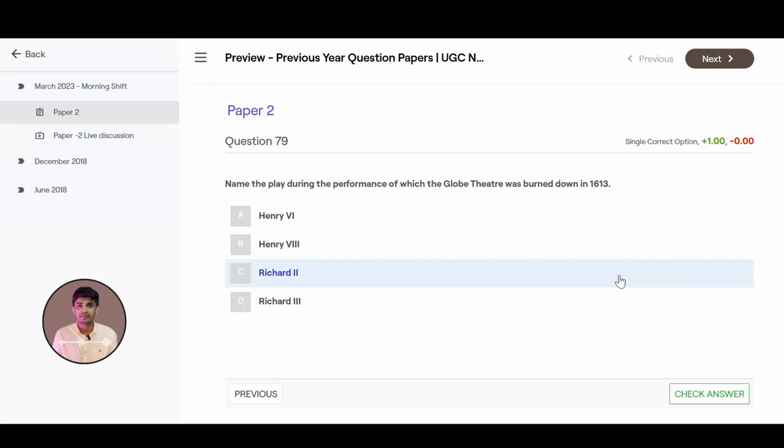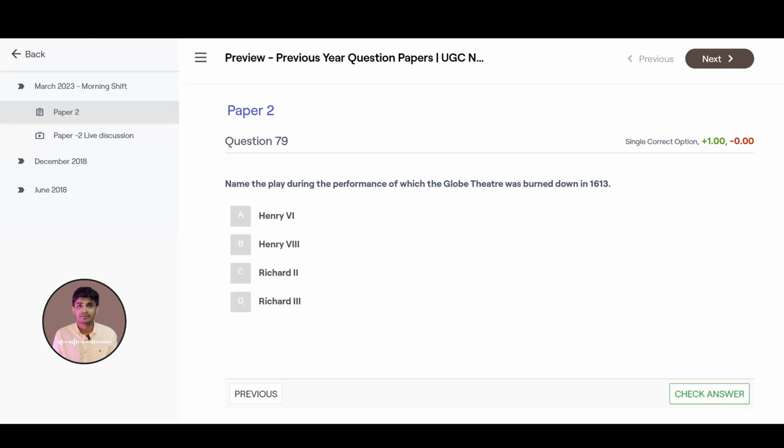Name the play during the performance of which the Globe Theatre was burned down. Globe Theatre is most famous for hosting Shakespearean plays. But which of these plays was being performed when the Globe Theatre was burned down? Anybody? Is it Henry the Sixth, Henry the Eighth, Richard the Second, Richard the Third? Anybody? Should I call out the names?